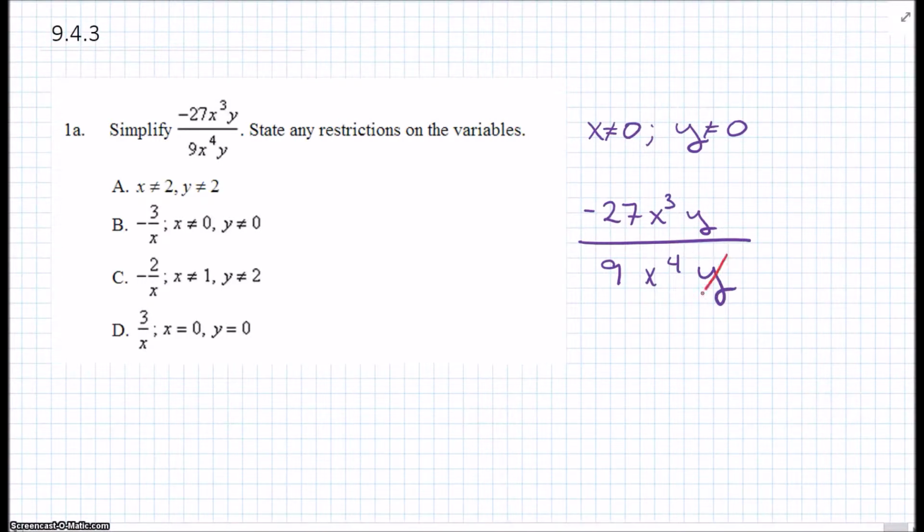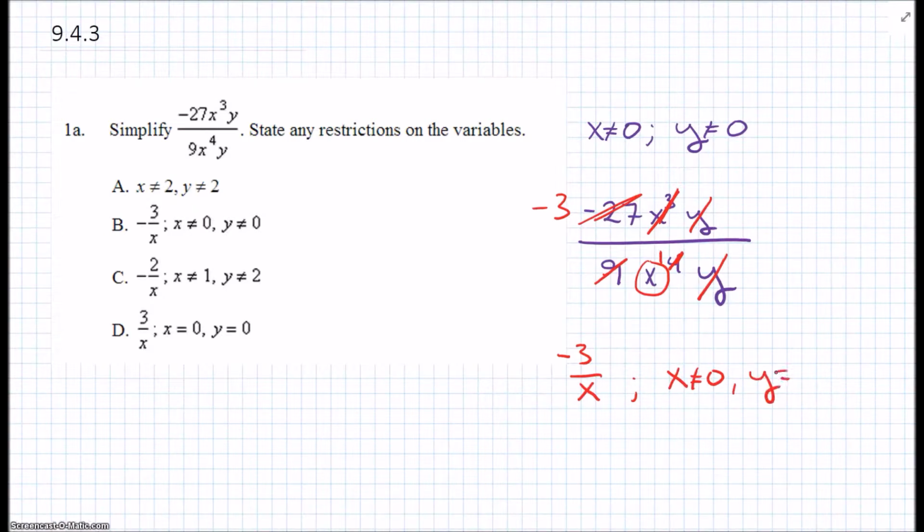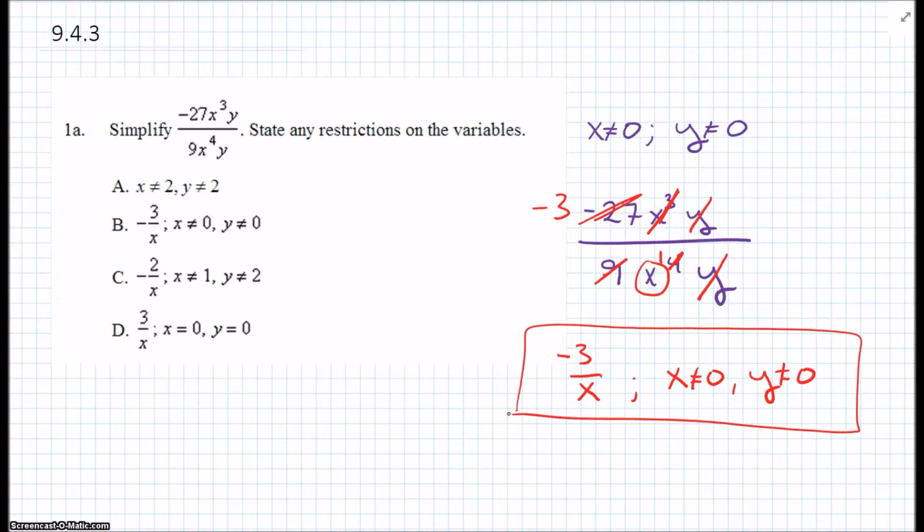So let's see if we can simplify. There's a y on top, y on bottom, they cancel. There's x cubed up top, x to the 4th on bottom, so we can rewrite this. 4 minus 3 is 1, so there's 1x on the bottom. 9 on the bottom, -27 on top. We can cancel that out and put -3 on the top. So we have simplified it to -3 over x with restrictions of x cannot equal 0 and y cannot equal 0. Okay, and that looks like answer B.